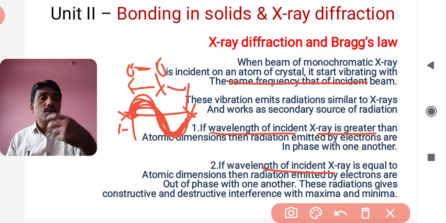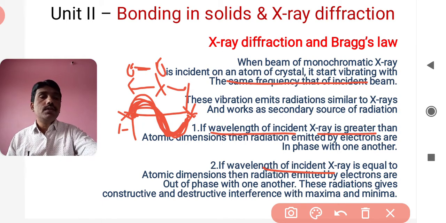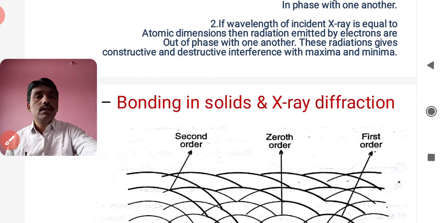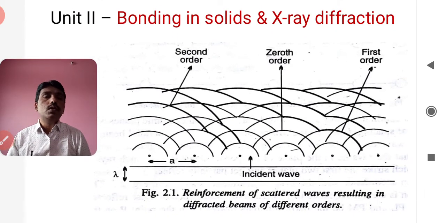And this out of phase emission, that radiation gives you either constructive interference or destructive interference in this manner, and that creates the maxima or the minima. That is the quite interesting thing here. Now what exactly do the secondary wavelets look like? This is shown in this diagram.